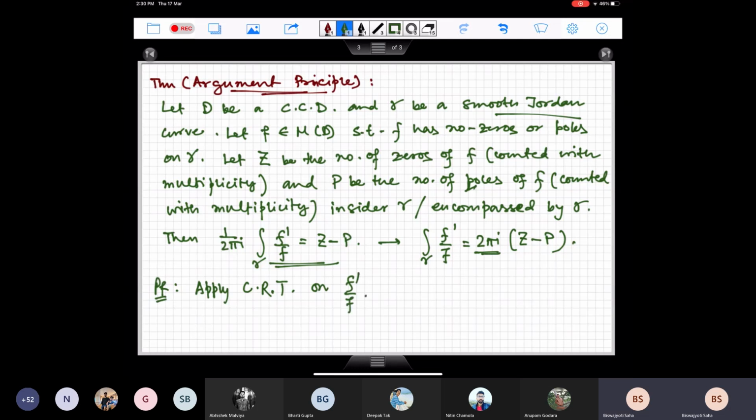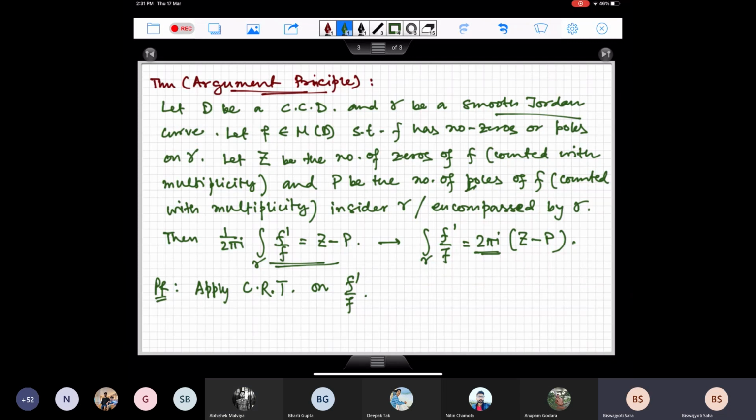If I have to do that, I need to really understand what the poles of this function are which are encompassed by gamma. All of you agree to this? That to apply Cauchy residue theorem on this function, I need to know what the poles, or rather the singularities, of this function are which are encompassed by gamma. Agreed?